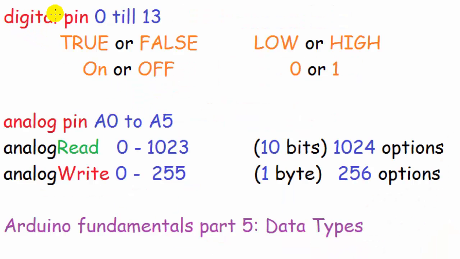The difference between our digital and analog pin is that our digital value only has 2 states, like true or false, low or high. It's on or off, 0 or 1. And analog values: if you read on an analog pin, you can read a value between 0 and 1023, and we can write to an analog pin a value between 0 and 255, and this is limited because of the bit setting. If you want to know more about bits, watch this video.